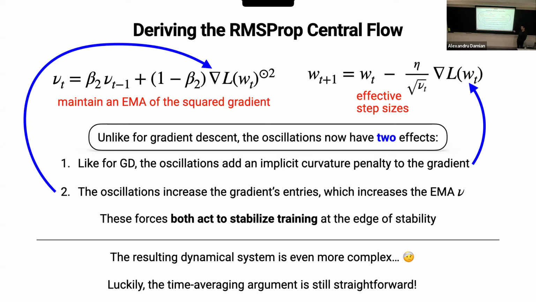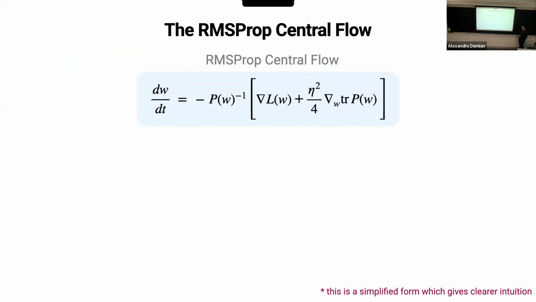So I'm not going to show the calculations here, but they're pretty much exactly the same as for gradient descent. I just want to jump to the answer. So this is what the answer looks like. The answer is going to be something in the form dw/dt is some preconditioner P that I'll describe in a second, times some average gradient, where the average gradient is going to be the original gradient plus some curvature penalty. And now I have to describe what P is.